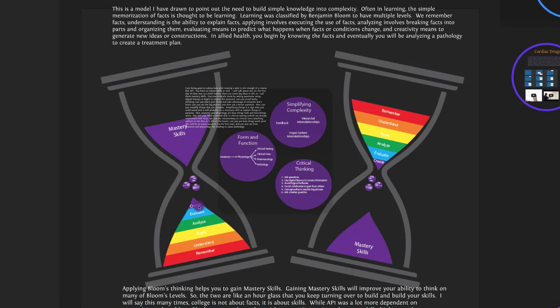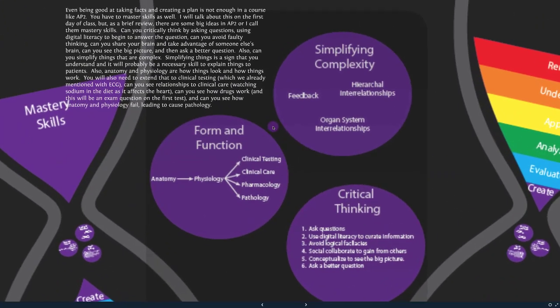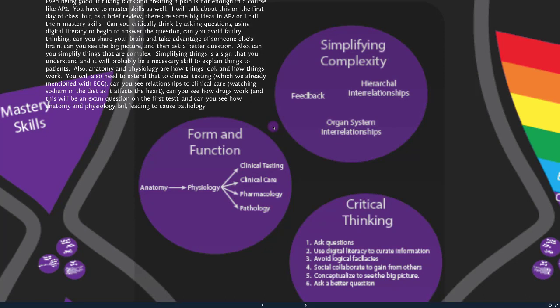In allied health, nursing, things like that, you begin by knowing the facts and eventually you will be analyzing a pathology to create a treatment plan. Even being good at taking facts and creating a plan is not enough in a course like AP2. You have to master skills as well. I will talk about this on the first day of class, but as a brief review, there are some big ideas in AP2, or I call them mastery skills.